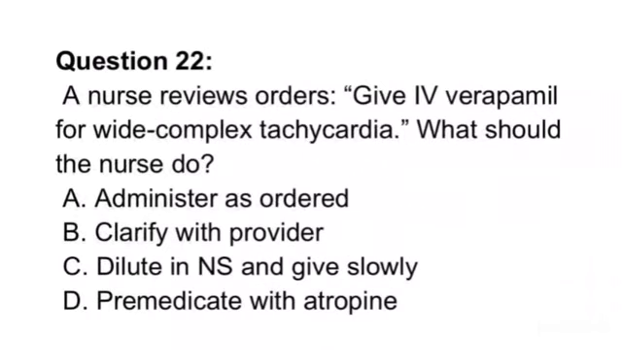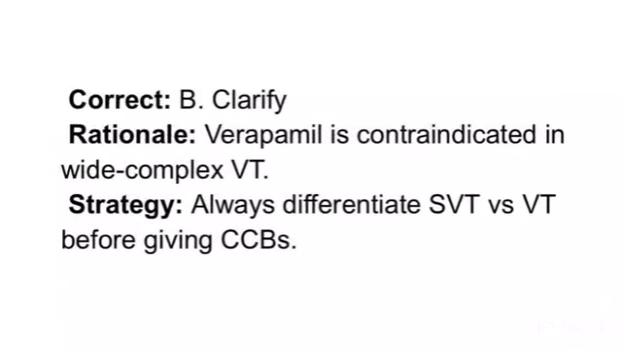Question 22. A nurse reviews orders: give verapamil for wide complex tachycardia. What should the nurse do? A. Administer as ordered. B. Clarify with provider. C. Dilute in NS and give slowly. D. Premedicate with atropine. Correct: B, clarify. Rationale: verapamil is contraindicated in wide complex VT. Strategy: always differentiate SVT versus VT before giving CCBs.